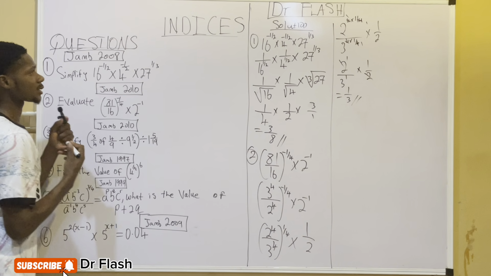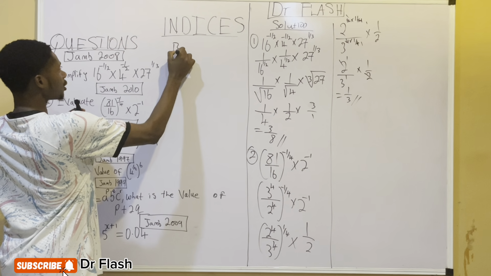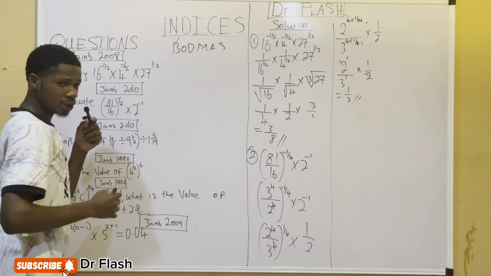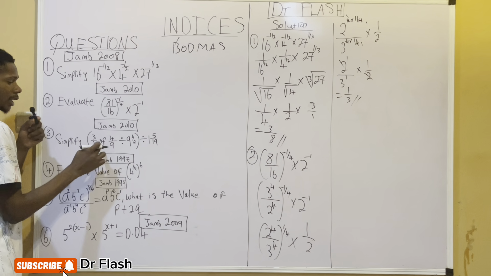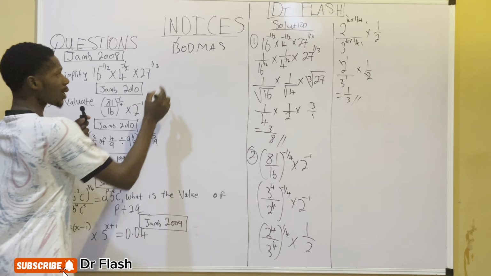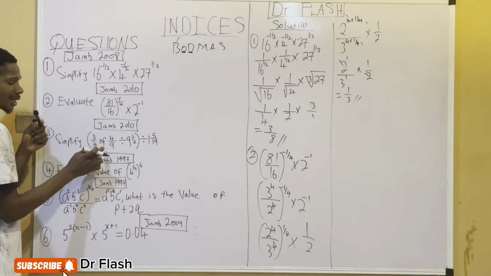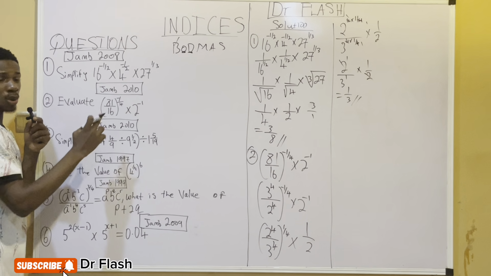Now for BODMAS, we've tackled the brackets first, so we're going to deal with what we're having here. Now off and division, which one comes first? So we're having off before division, so it means we're going to solve these two terms that are having off between them before we go to division.